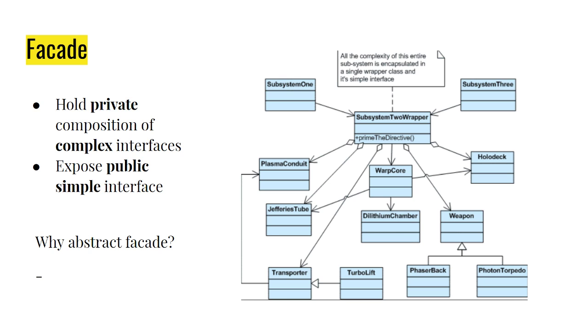It's just a composition of multiple different, not so related objects. And we compose them and expose them through a public interface. Private, complex interfaces through a simple public interface. Why do we need Facade? Because it simplifies what we need to know about our domain.